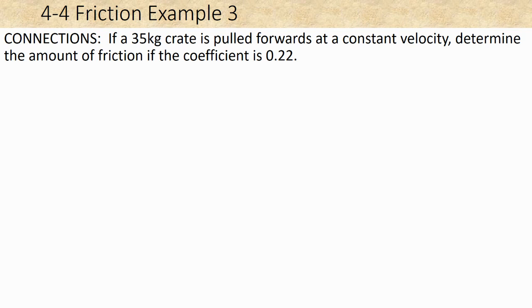So this one is a connection problem, which means it's going to tie back to previous material that we've had before. We're going to see these problems pop up now and again. They are a little bit more challenging because we're dealing with multiple steps to these problems. So the first step is always the same. Read the problem first. If a 35 kilogram crate is pulled forwards at a constant velocity, determine the amount of friction if the coefficient is 0.22.